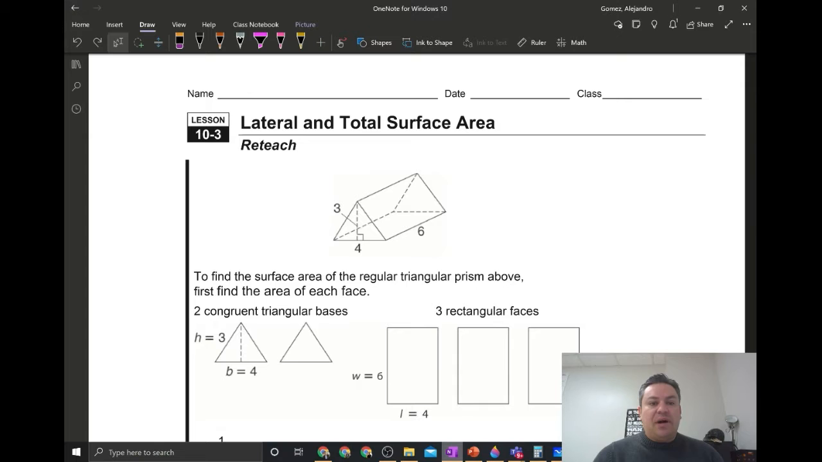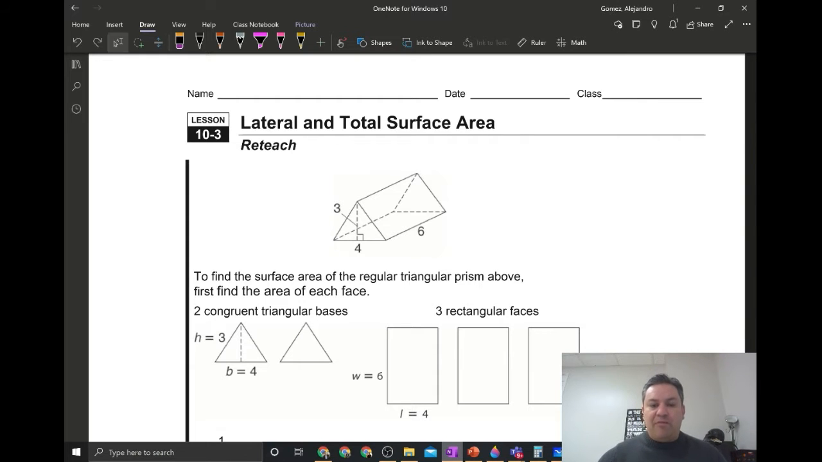Today, we're going to be talking about lateral and total surface area. On a previous video, we talked about how to find the volume of prisms and pyramids. The background that we use to find the volume is going to be used to find the lateral and total surface area. So now let me explain to you what that is.